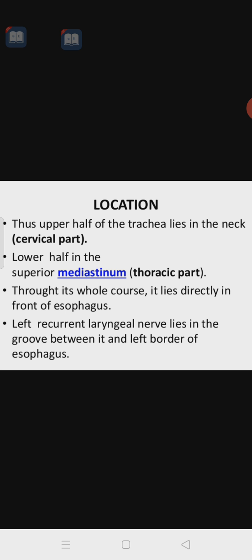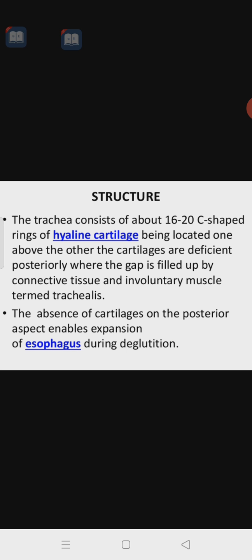The left recurrent laryngeal nerve lies in the groove between it and the left border of the esophagus. That is the nerve present in the groove between the trachea and esophagus, which we call the laryngeal nerve. It lies between the trachea and the left border of the esophagus. So the impulses, the messages, will go to the brain, and then the brain will start to work.